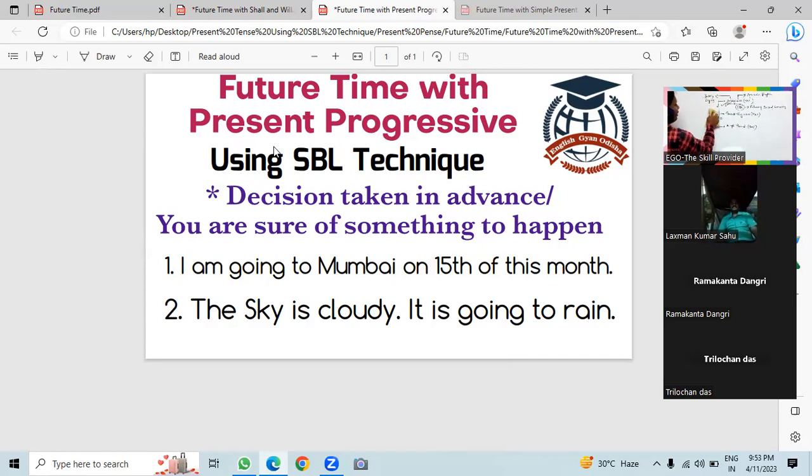It is there on your screen. The first thing is called decision taken in advance. Very interesting. For advanced decision. And the second thing, rule number 2, is that you are sure of something to happen.